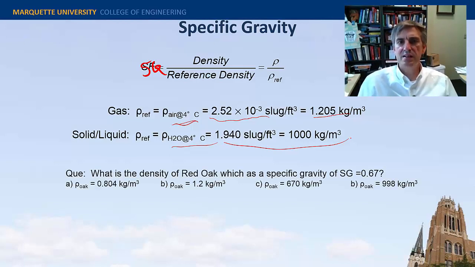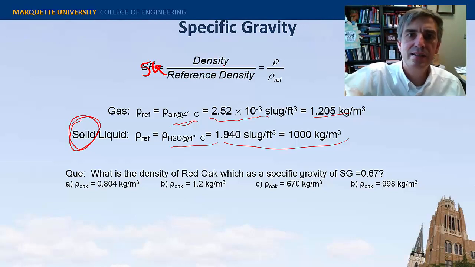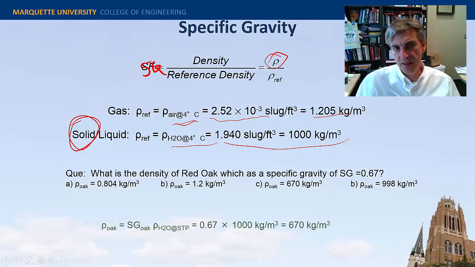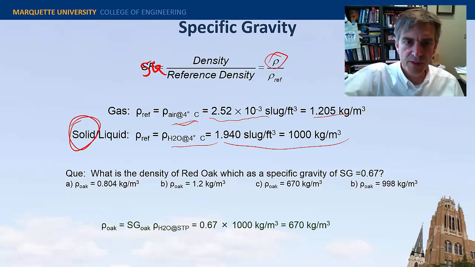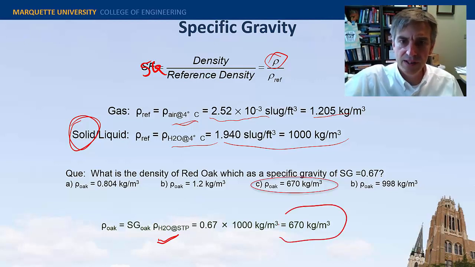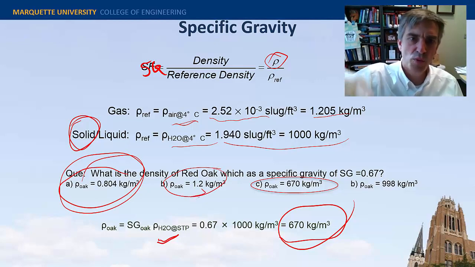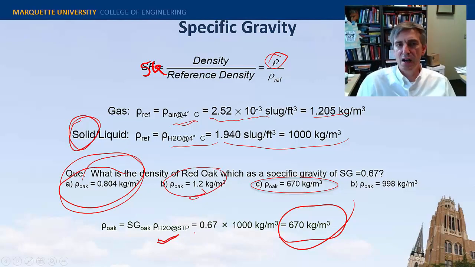So what's the density of red oak that has a specific gravity of 0.67? Easy enough. I know that it's a solid, or I'm assuming that it's a solid, and I can just rearrange this to solve for this rho here. So specific gravity in this case times the density of water, and I get the answer of 670 kilograms per meter cubed. Notice that just like all these FE questions, they're giving you things like this is 0.67 times 1.2. They're giving you kind of common mistakes.